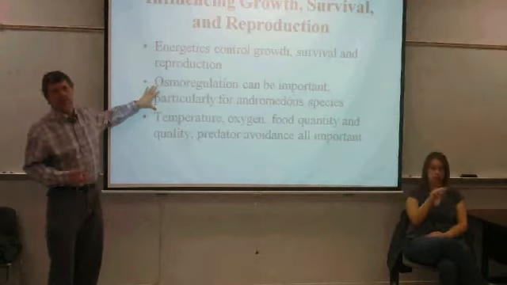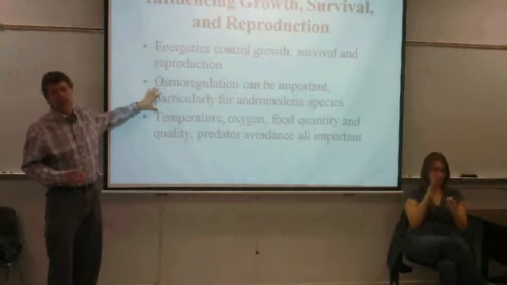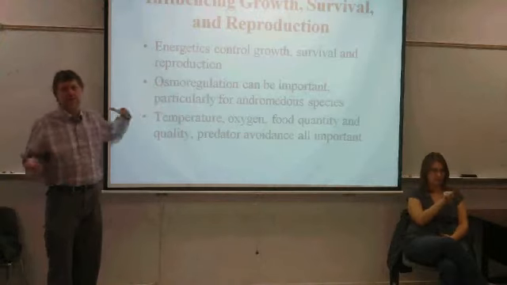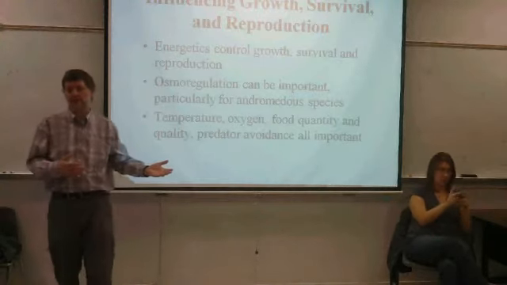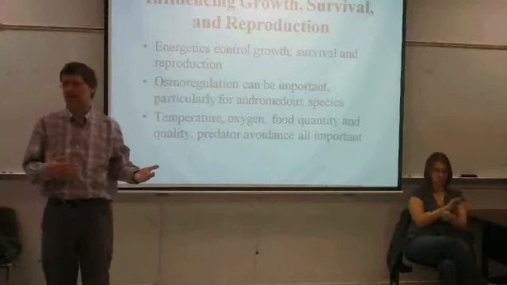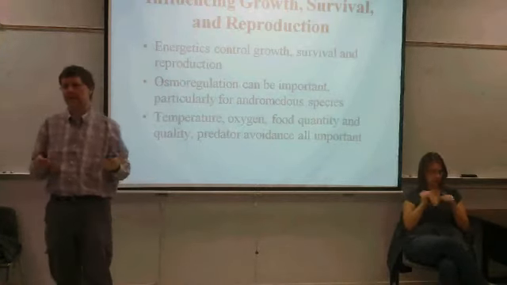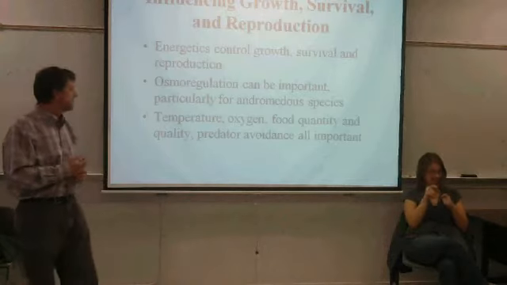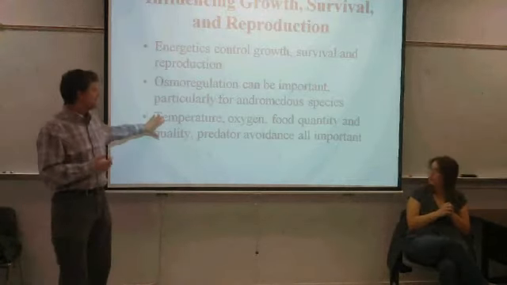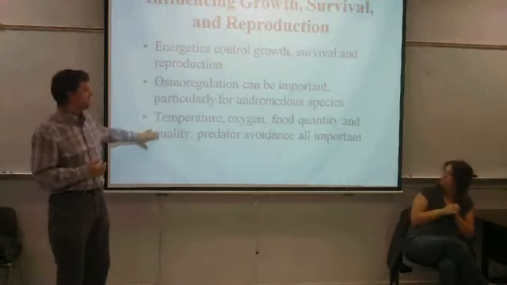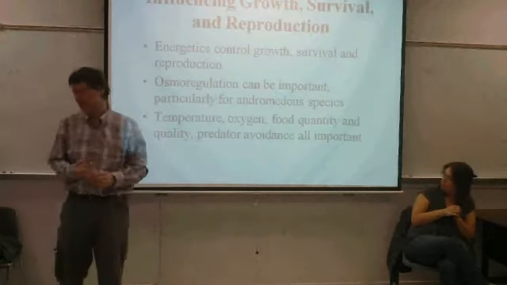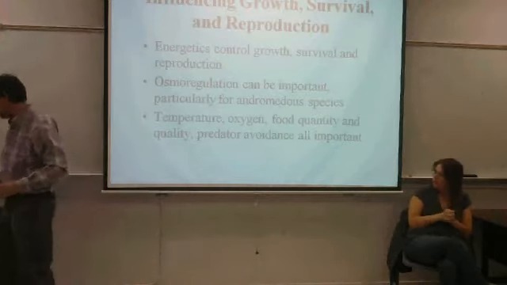Osmoregulation can also be important, and it's pretty amazing how salmonids, eels, and such go essentially from systems with very different salinities and completely change their physiology so they can maintain their salt balance. They have to maintain an exact salt balance. And then all these things as well, temperature, oxygen, food quality, predator avoidance, are all important. We can talk about some of those.